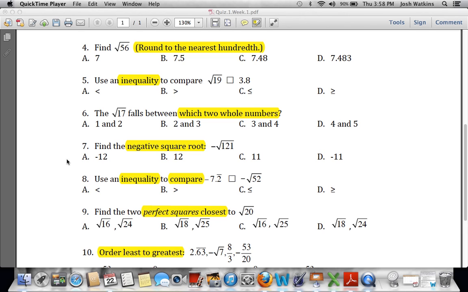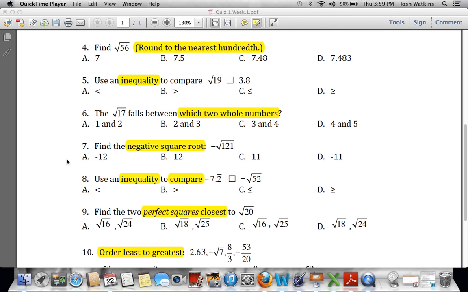Number 5. Use an inequality to compare the square root of 19 to 3 8/10. So use an inequality to compare these. Number 6. The square root of 17 falls between which two whole numbers? So which two whole numbers does the square root of 17 fall between?